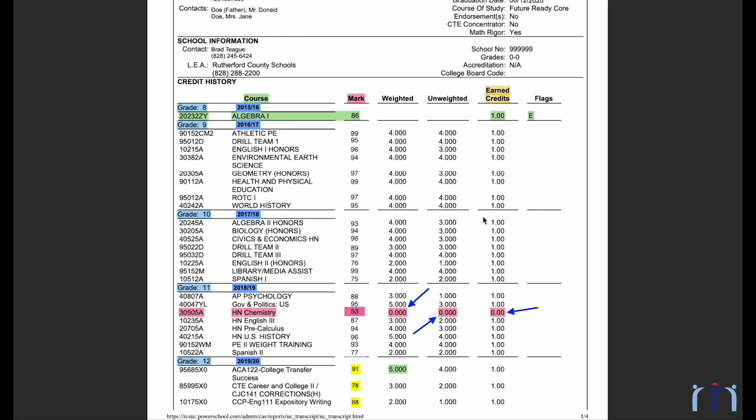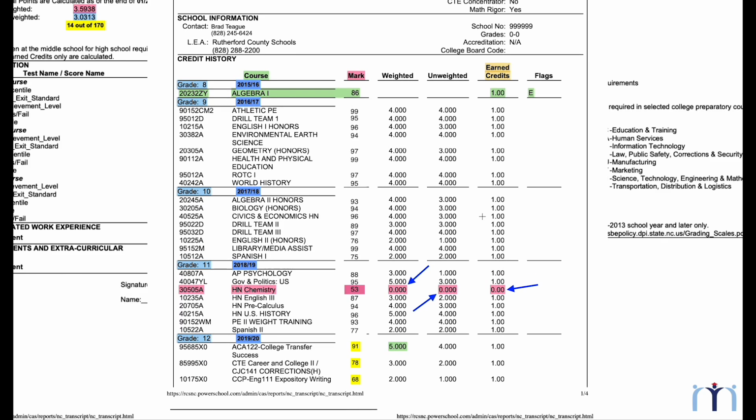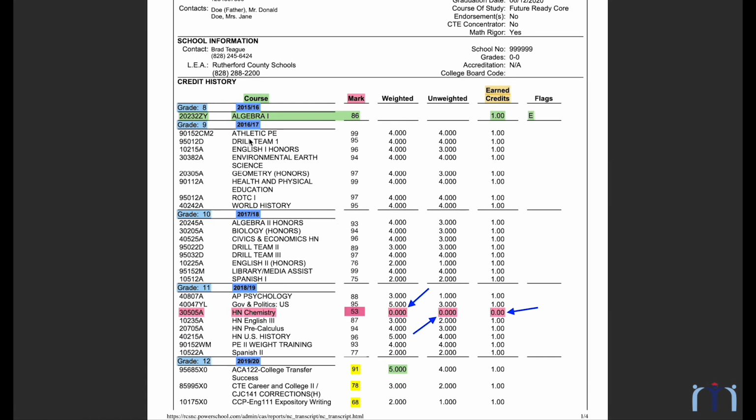So as we scroll on down here on this transcript, you will see we've got grades 8, 9, 10, 11, and 12. In the highlighted portion here, the first thing I want you to notice in the grades is honors chemistry. In honors chemistry, we've got a grade of 53, which means, on this first blue arrow pointing to the left in the weighted column, they have a 0 for the weighted point.